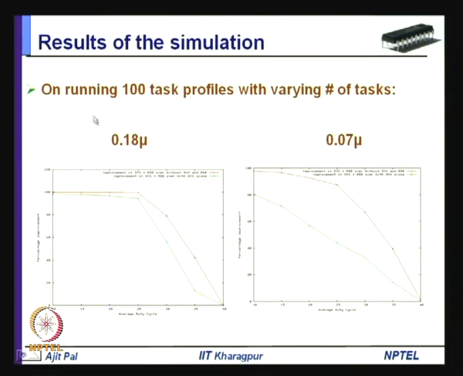And actually, on running 100 task profiles with varying percentage of task, this is the result that we get. The two curves: one is the percentage reduction with dynamic voltage scaling only, and the other is using dynamic voltage scaling and reverse body biasing. So, we find with 70 nanometer technology there is a big gap between when you use dynamic voltage scaling compared to when you use both reverse body biasing and dynamic voltage scaling.